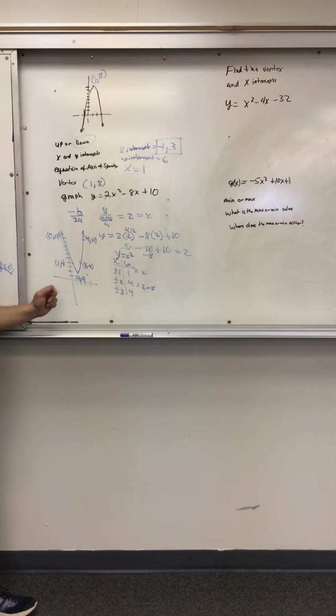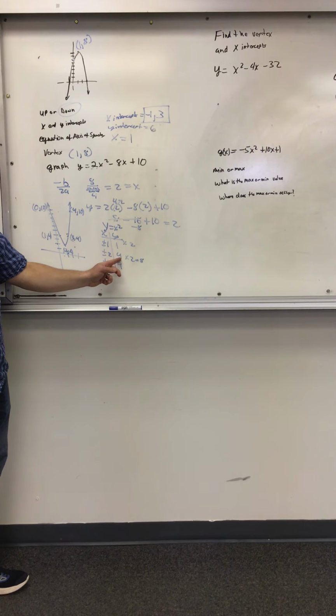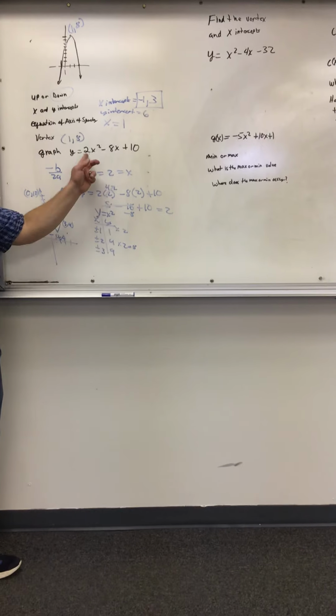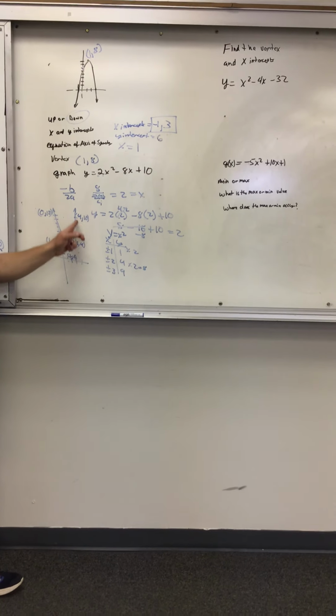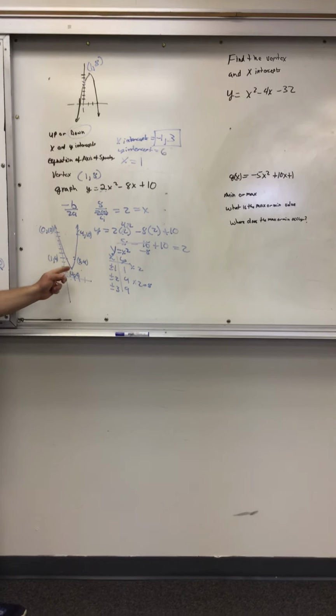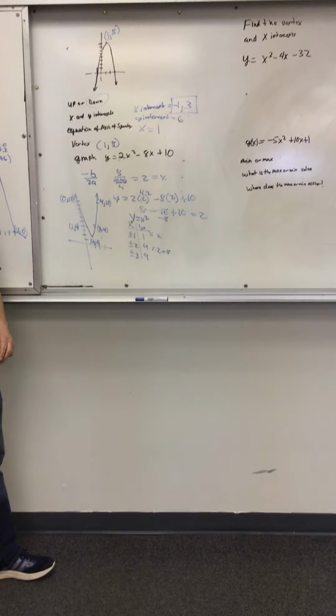That's how I got to (3, 4) and (1, 4). And then instead of 4, I go 4 times 2, again because of that 2 value, which is 8. So from (2, 2), I go over 2 and up 8. That puts me at (4, 10). And I go over to the left 2 and up 8. That puts me at (0, 10). That's how I got my graph.